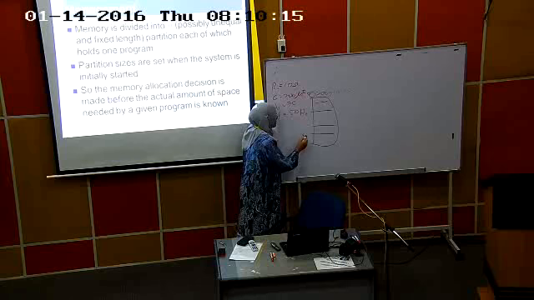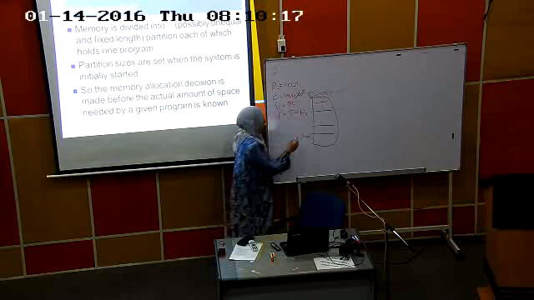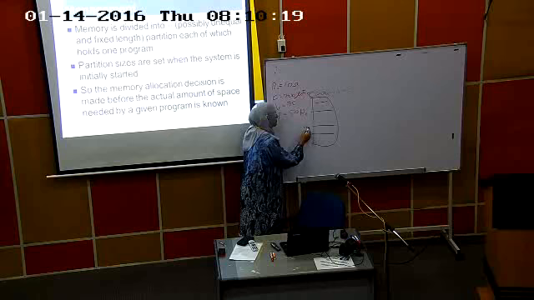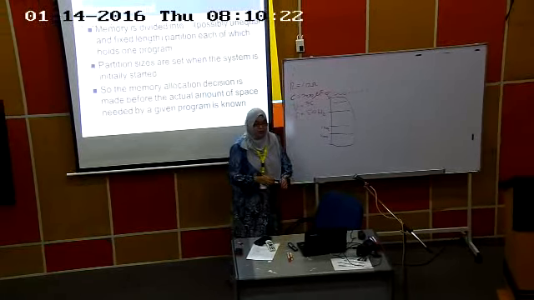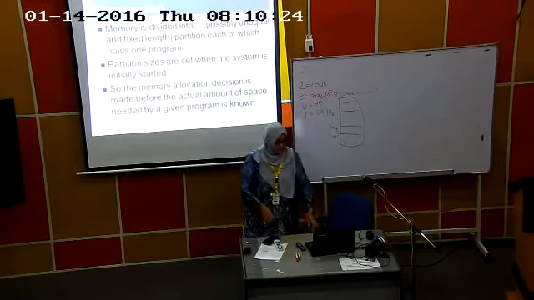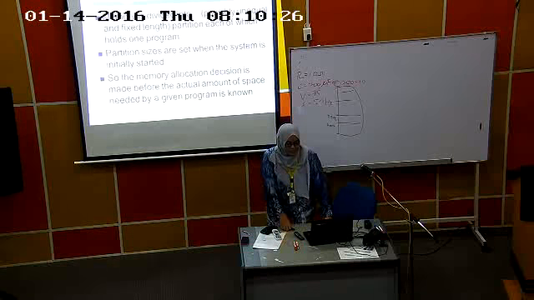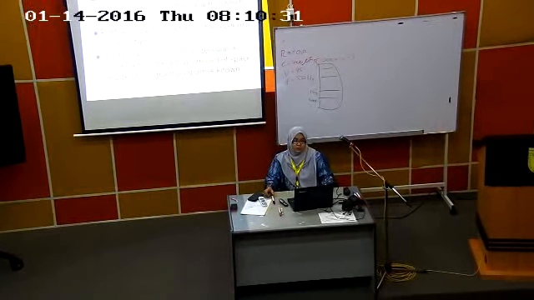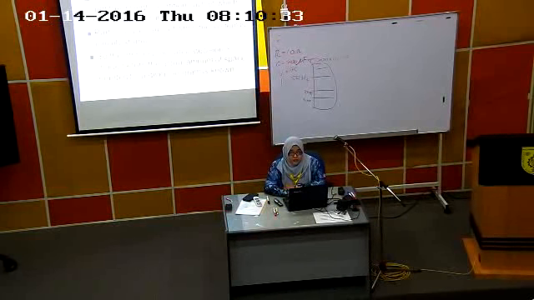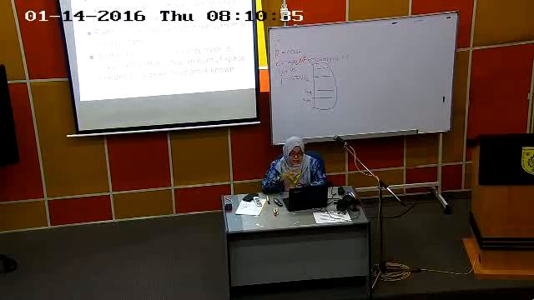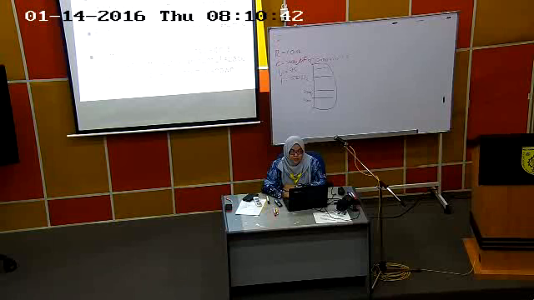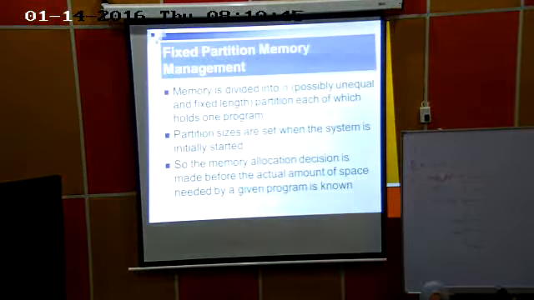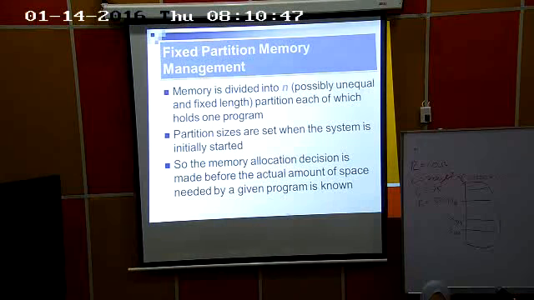Maybe this one is 400K. The other one will be 250K. And the partition sizes are set when the system is initially started. When you start booting your computer, the partition is already there. First initially started, and the memory allocation decision is made before the actual amount of space needed.